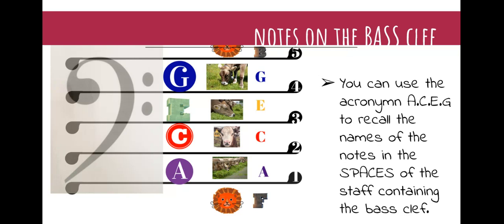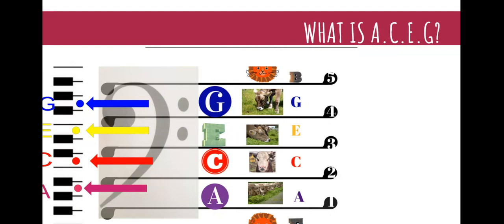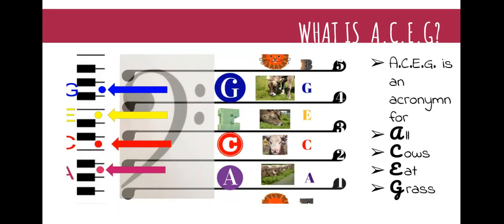So it's A, C, E, G. That's the acronym for any notes appearing in the spaces of the bass clef. And we've got the piano keyboard on the left-hand side there. I've also drawn the notes on the piano keyboard and used arrows to link them from the staff to the piano keyboard. And that acronym stands for All Cows Eat Grass.